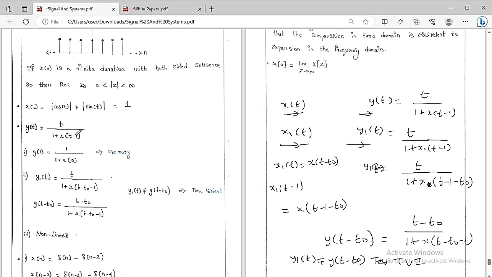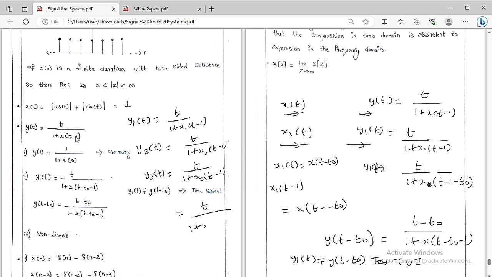Or, if you want to prove it, suppose the input is x1(t), then the output y1(t) is equal to t by 1 plus x1(t minus 1). If the input is x2(t), then y2(t) is equal to t by 1 plus x2(t minus 1). If the input is x3(t), then y3(t) is equal to t by 1 plus x3(t minus 1). But if x3(t) is x1(t) plus x2(t), then x3(t minus 1) is equal to x1(t minus 1) plus x2(t minus 1). Then what are we going to get as the output?